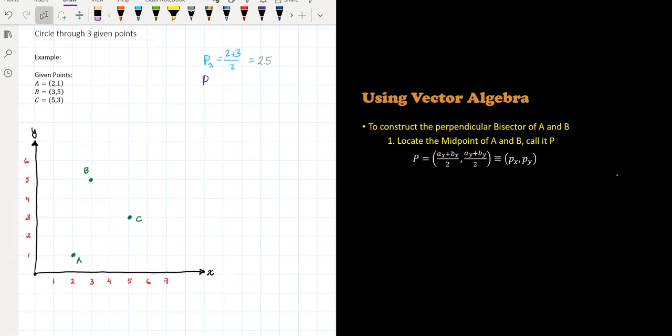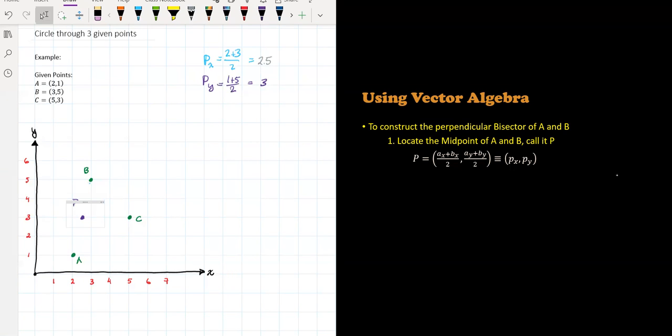py would be (ay + by)/2, so (1 + 5)/2, which would be 3, right? So 6 over 2 is 3. So for the point P, we'd go over to 2.5 in the x direction and 3 in the y direction. So the point P right there would be our midpoint between A and B. And you can see, even with this rough scaling, it's pretty good. That looks to be the midpoint between A and B, right? You just average the 2 points. Cool.